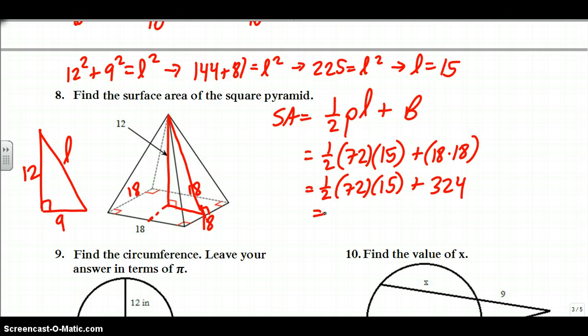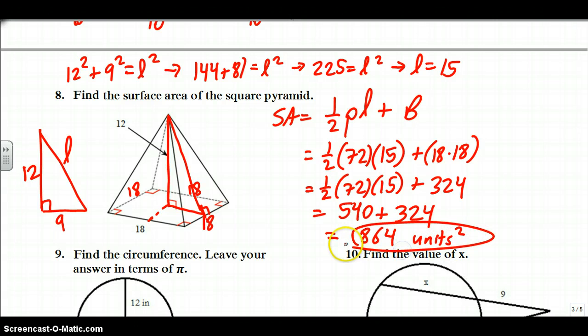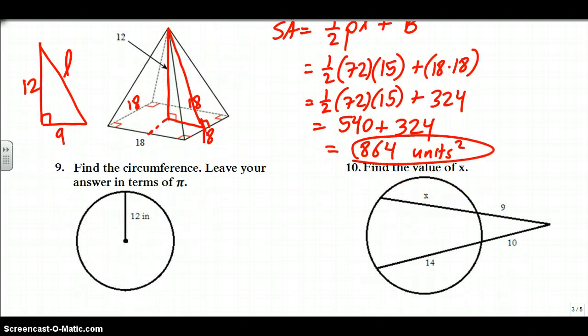So let's see, 36 times 15, basically 540 plus 324 ends up equaling 864. Did they give us units? No, of course not. Units squared. All right. We're making progress.